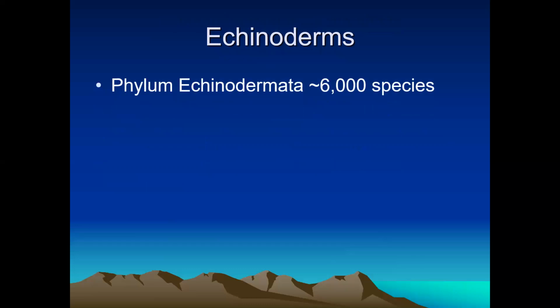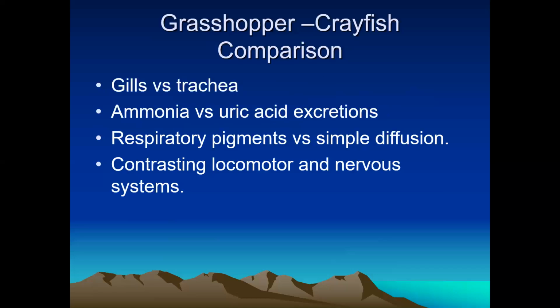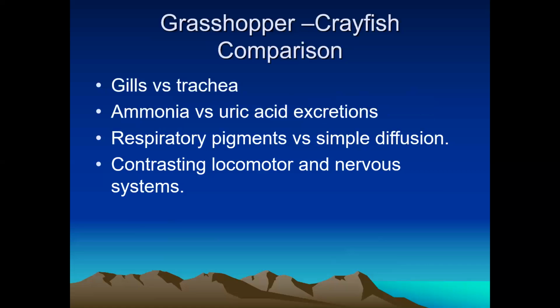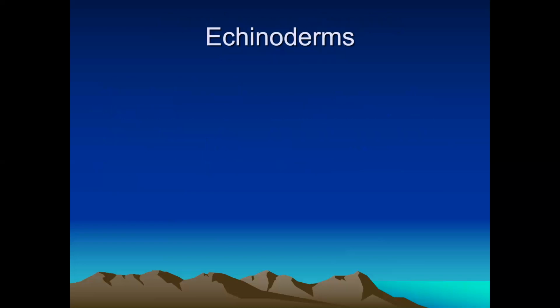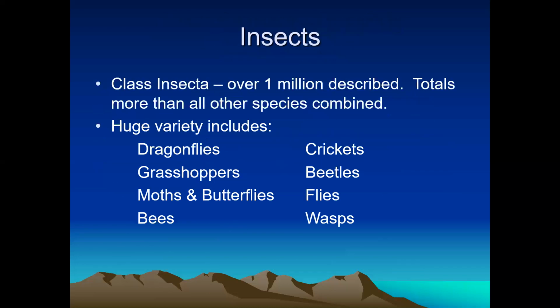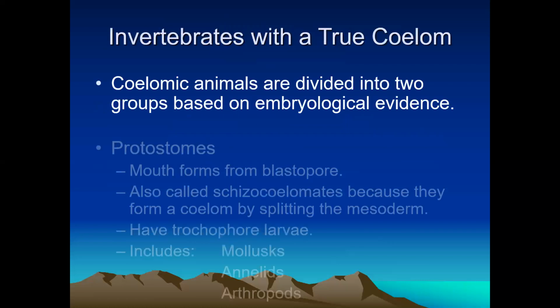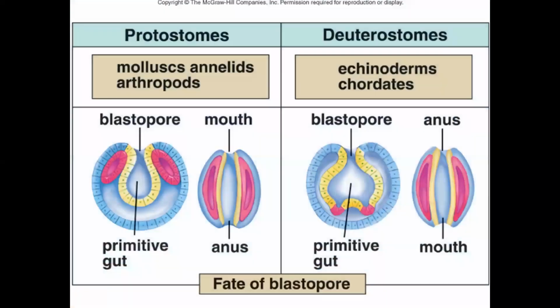Okay, phylum Echinodermata. Ooh, I thought Insecta was our last grouping. Okay, it is, because echinoderms and chordates are deuterostomes. So I wanted to just do one presentation of our protostomes, our Mollusca, Annelida, and Arthropoda, and then come back and do another presentation about deuterostomes.